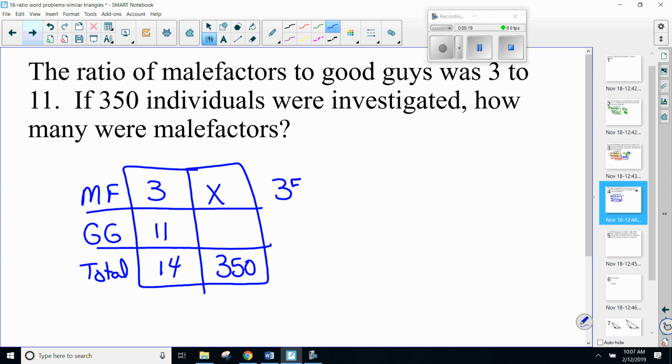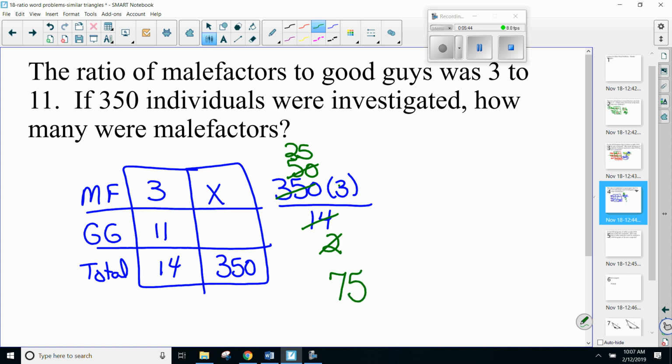So once again, you're just cross multiplying and dividing. So that 14 does actually go into there, but 7 goes into both of them. 7 goes into 14 2 times and into 350 50 times. 2 goes into 50 25 times, 25 times 3 is 75 male factors. You've been doing cross multiplication and division with box diagrams for a long time.